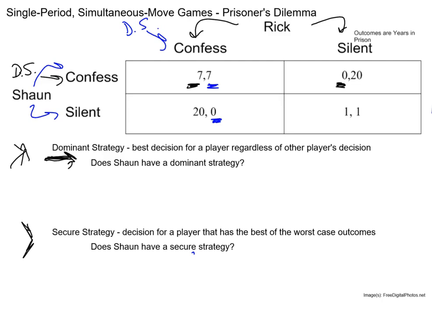An alternative strategy that a player could adopt is what we call a secure strategy. A secure strategy, we've got a definition, is the decision for a player that's the best of the worst case outcomes.